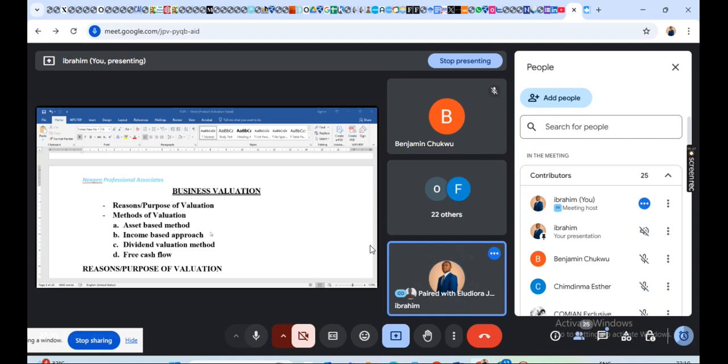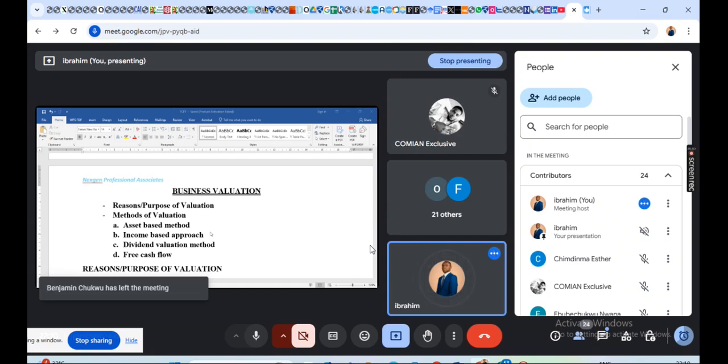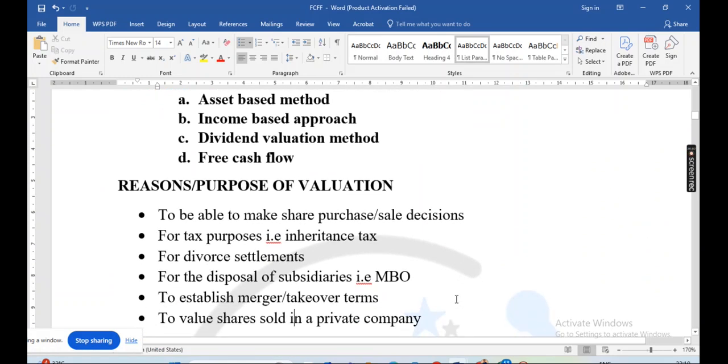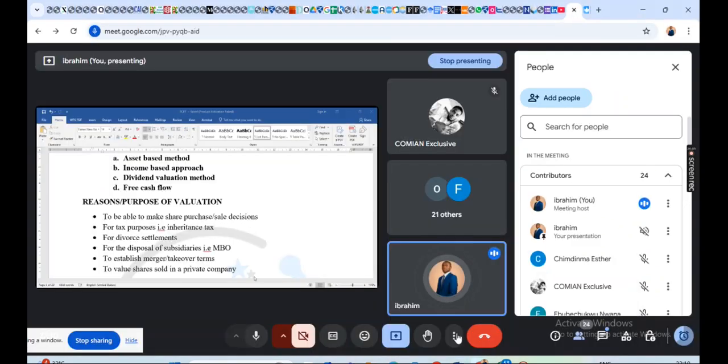Right, class. Now, business valuation is to determine the value of the business, either through merger and acquisition, we'll get there. Don't forget, the purpose of business valuation is to determine the value of the business. Now, we have the reasons or the purpose of valuation of the business. The question is, why do you do valuation?